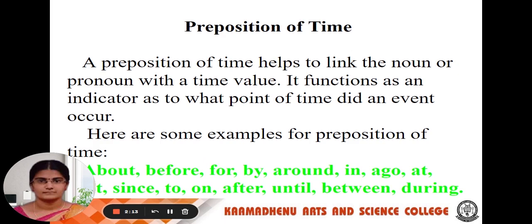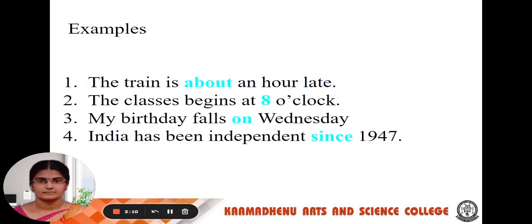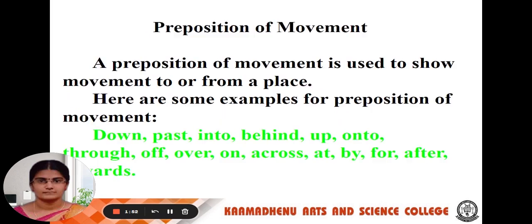prepositions of time. Next, examples: The train is about an hour late. The class begins at 8 o'clock. My birthday falls on Wednesday. India has been independent since 1947. These are the examples for prepositions of time.